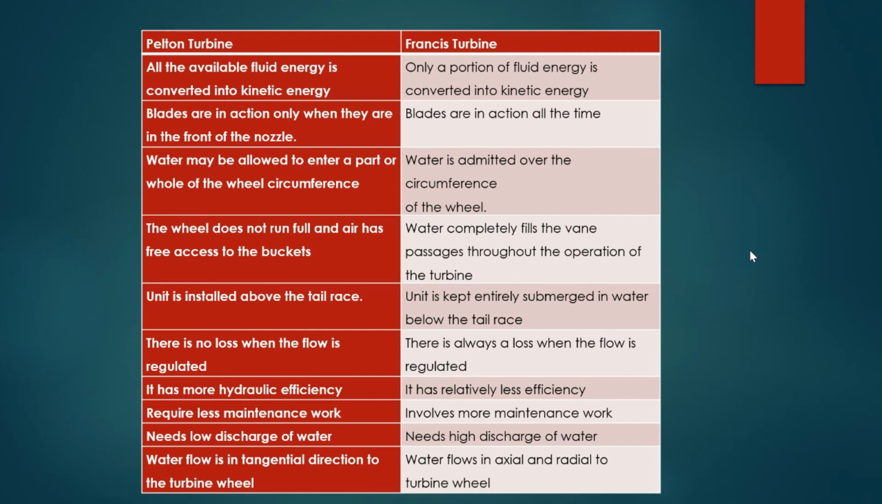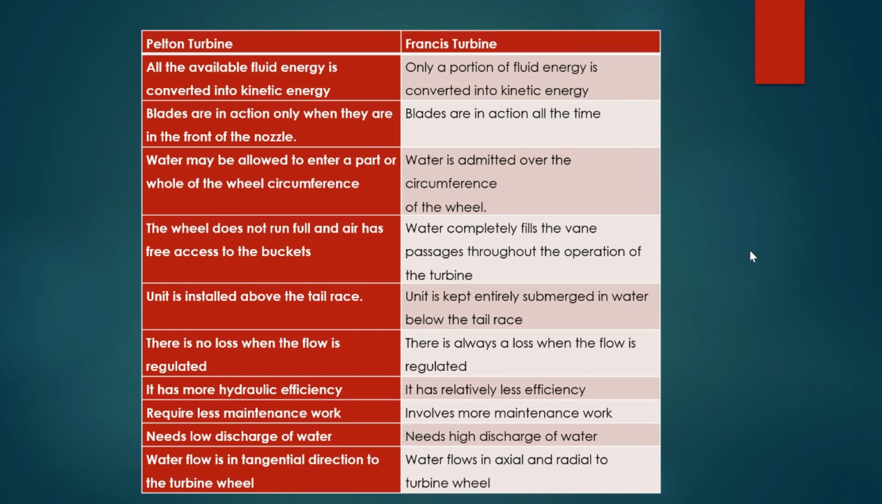Next, unit is installed above the tail race, while for Francis turbine, unit is kept entirely submerged in water below the tail race. Next one is there is no loss when the flow is regulated, but for Francis turbine, there is always a loss when the flow is regulated. And for Pelton turbine, it has more hydraulic efficiency compared to Francis turbine.